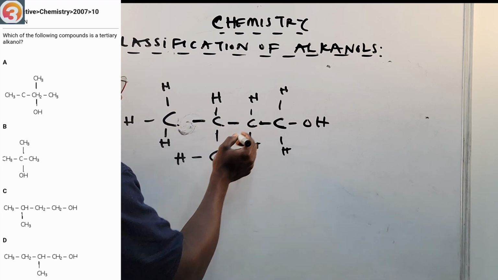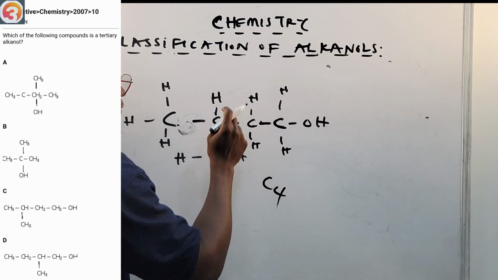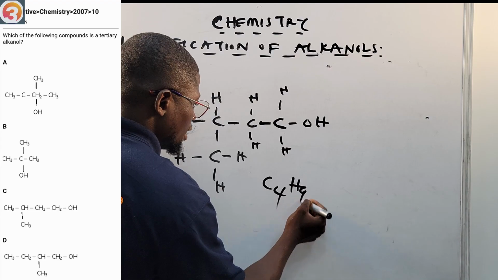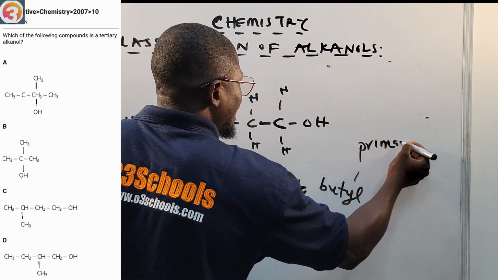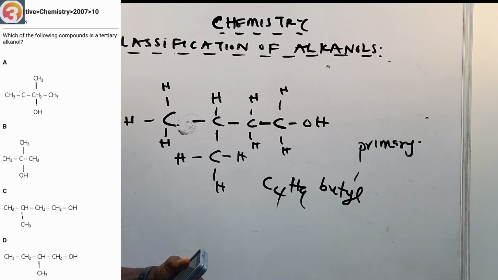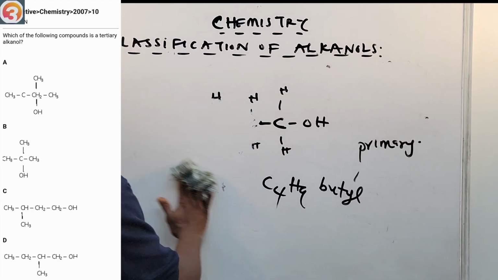That's 1, 2, 3, 4, C4. How many hydrogen atoms? 1, 2, 3, 4, 5, 6, 7, 8, 9. C4H9, that's butyl. So this is a primary alkanol. It's very primary. It's not secondary. It's not tertiary. So now let us see the last option, which is option D.